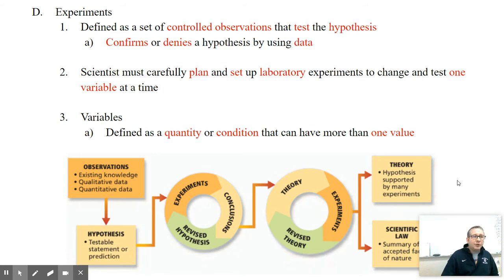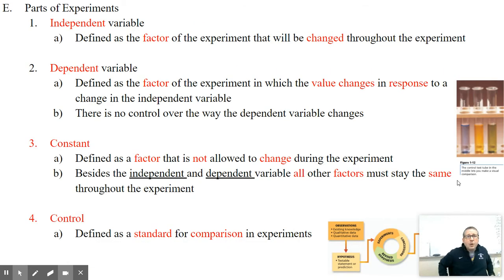So we have to determine not only the plan, what is going to be involved, what equipment we need to have, but you also need to determine variables, okay? And the variables are defined as a quantity or condition that can have more than one value, okay? So you had to think of everything that was going to come into play in an experiment. So breaking that down even further, speaking of variables, you have your independent variable.